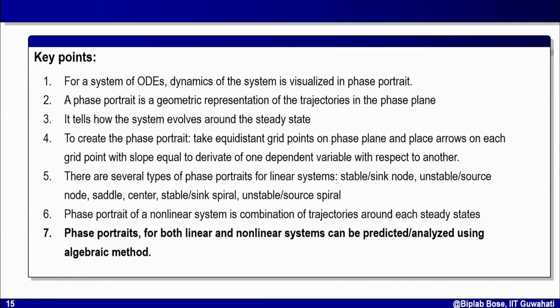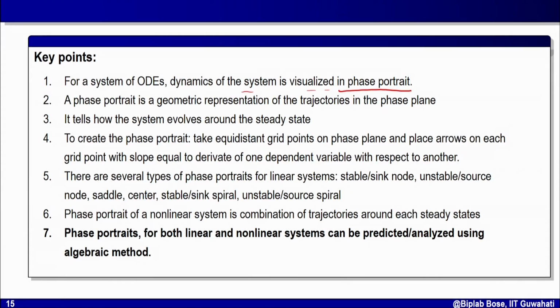So let us come down to the key points that we have discussed today. For a system of ODEs, the dynamics of the system is visualized by a phase portrait. For a single ODE, you can draw the direction field, but for a system of ODEs where you have more than one ODE, you draw a phase portrait. You choose any two dependent variables and draw the phase portrait. A phase portrait is nothing but a geometric representation of the trajectories in the phase plane. So as you are representing the trajectory, the phase portrait tells me how the system evolves around the steady state. And remember, I am getting the steady state through the intersection point of the null lines.